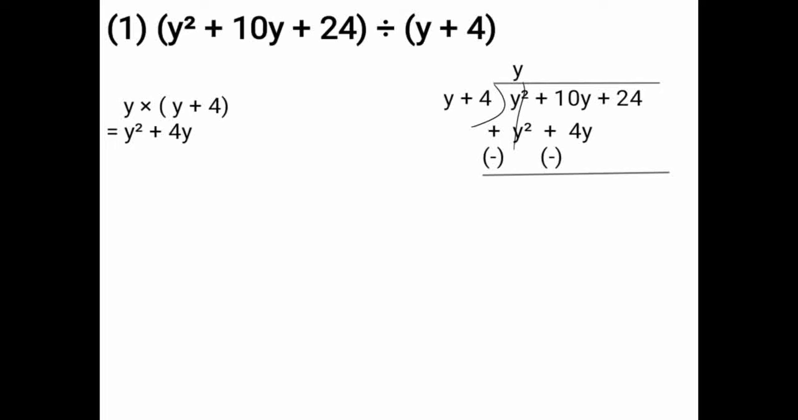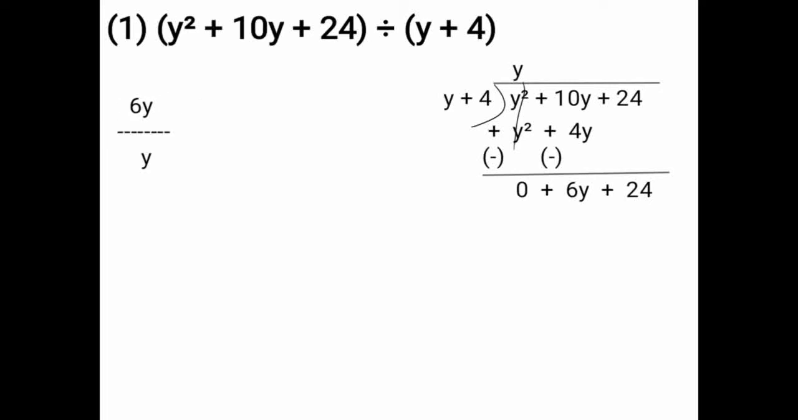10y minus 4y, minus into plus is minus. So you have to subtract 10y minus 4y, how much are you getting? Plus 6y, that is 0 plus 6y. Then now plus 24 you have to bring down. Now you have to divide 6y by y, because when you divide 6y by the variable y, you will get the quotient, and after getting the quotient again you have to multiply y plus 4.